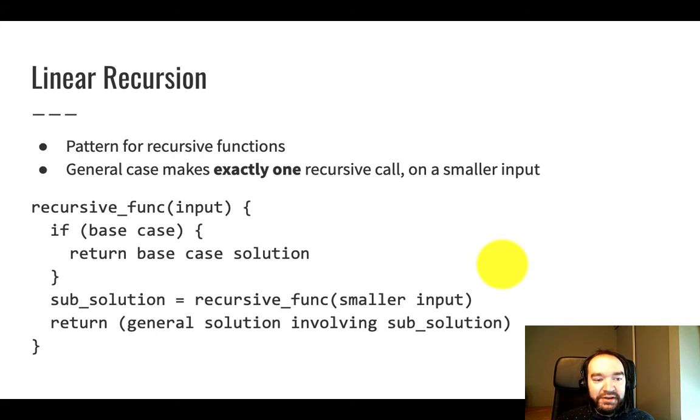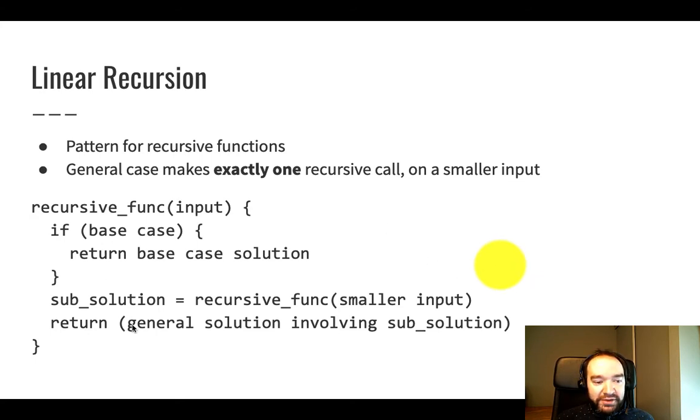Linear recursion is a pattern for writing recursive functions. It's one way to write recursion. It's not the only way. What makes it linear is that the general case makes exactly one recursive call on a smaller input. So in linear recursion, we're not calling ourselves 2 times or 3 times or something like that. It always calls itself once on one input that's smaller.